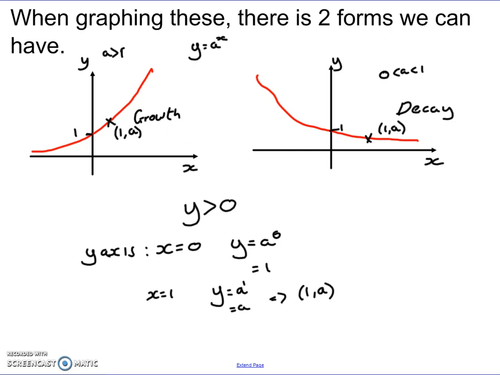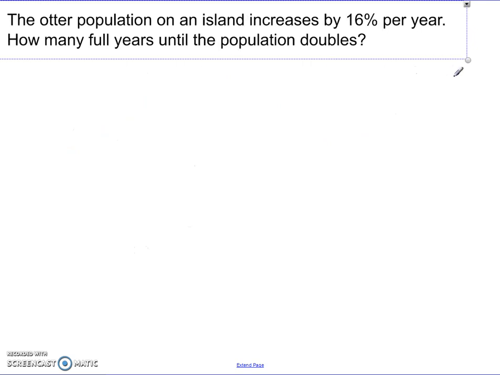So let's look at an example for both a growth and a decay system and how it would be effective and useful. So let's imagine the otter population on an island increases by 16% per year. How many full years will it be until the population doubles? So this is something scientists could model when they're looking at animal population and species.